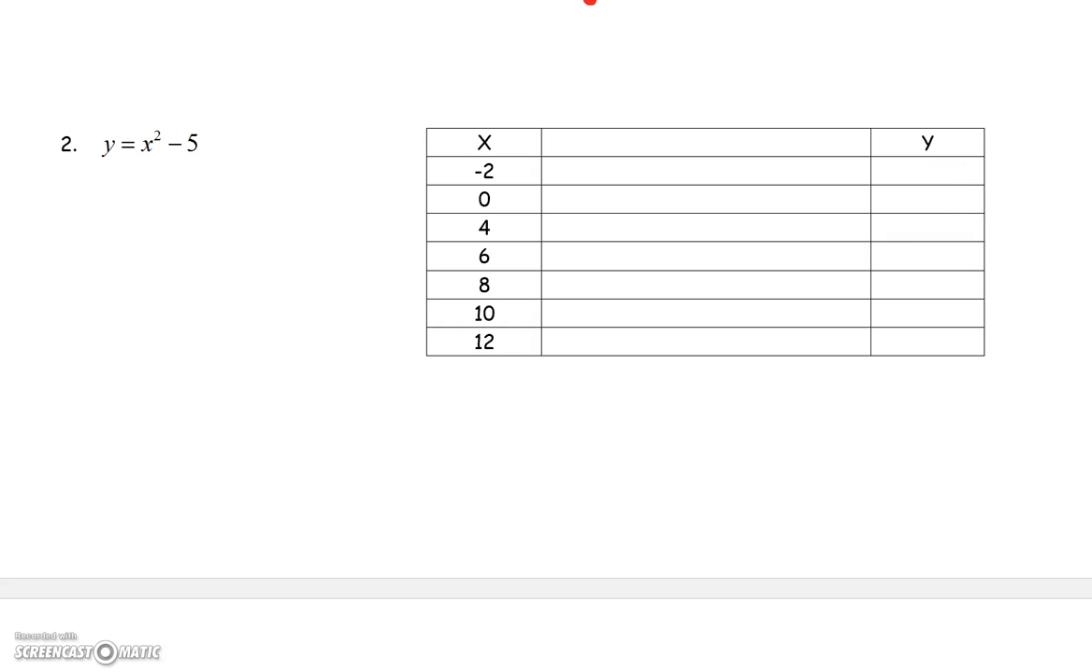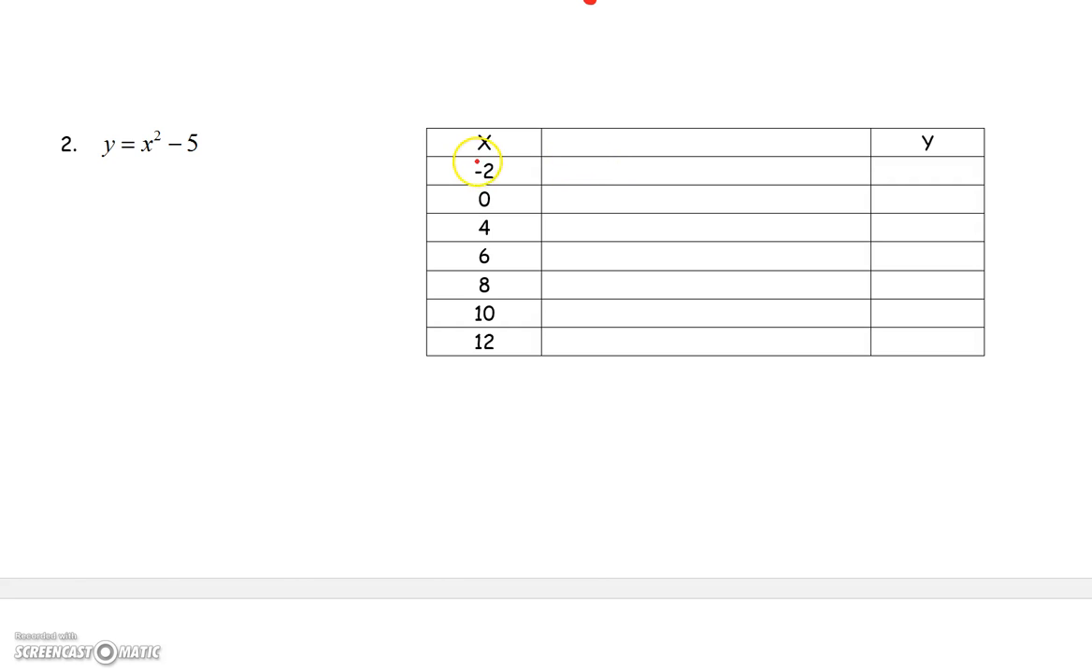We're going to try it again with the function y equals x squared minus 5. And again, we've decided to use the even numbers from negative 2 to 12. But we could really use any inputs we like to create our table of values. I'm going to show my work again in the same way, and the problems work exactly the same way as they did in number 1.